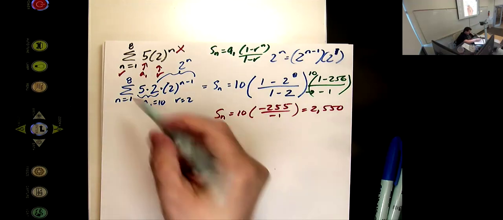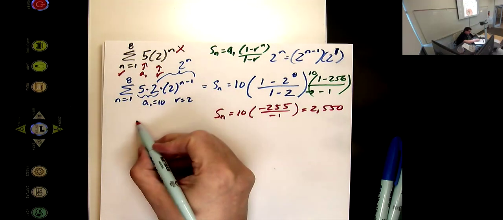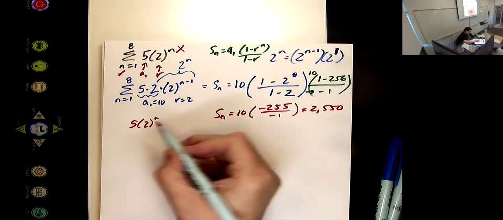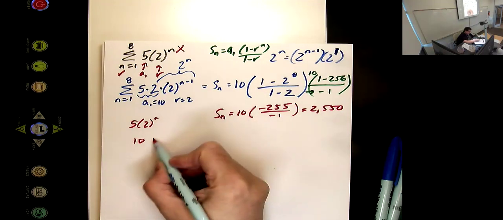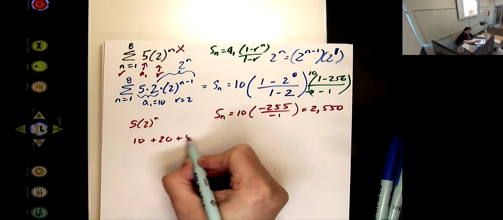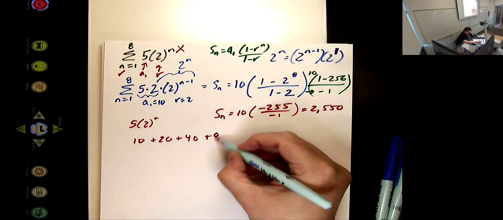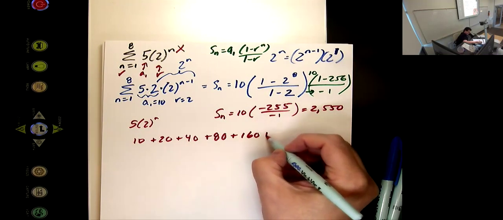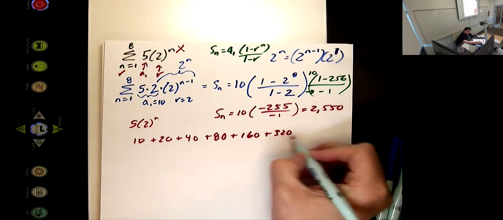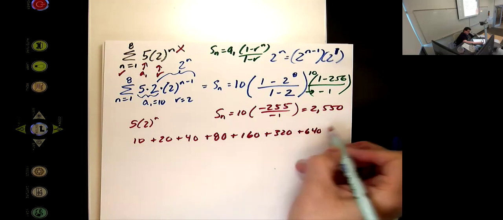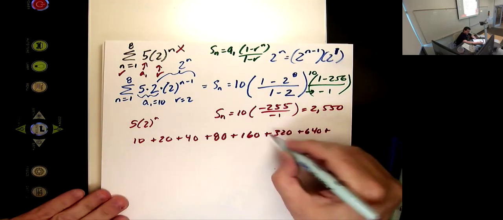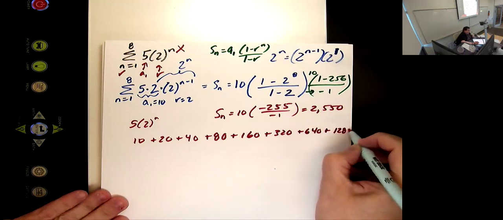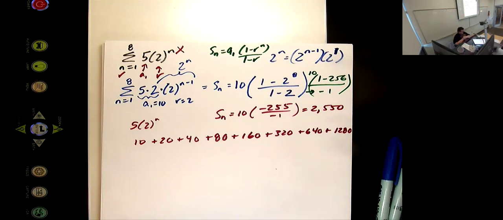If I write out 8 terms, that's apparently 5, 2 to the n. 10 plus 20 plus 40 plus 80 plus 160 plus 320 plus 640 plus 1280. That's 8 terms.